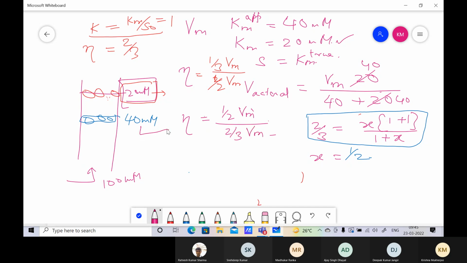At this condition? All of you, yes, no? Fine. So what is efficiency here? 3 by 4. So notice that here the loss is only 25%.